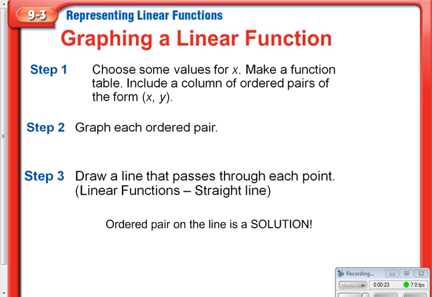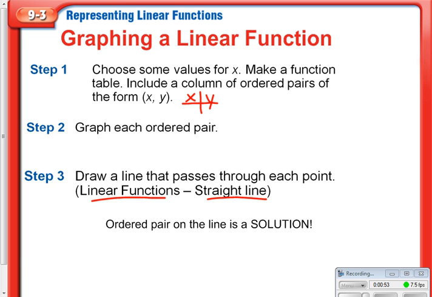So what we need to do in order to graph a linear function, we have 3 steps here. First, we need to choose some values for x. Make a function table, an XY table, and include a column of ordered pairs for the x and y values. So here's normally your table that you would set up. Then graph each ordered pair, and draw a line that passes through each point. Again, linear functions have straight lines.